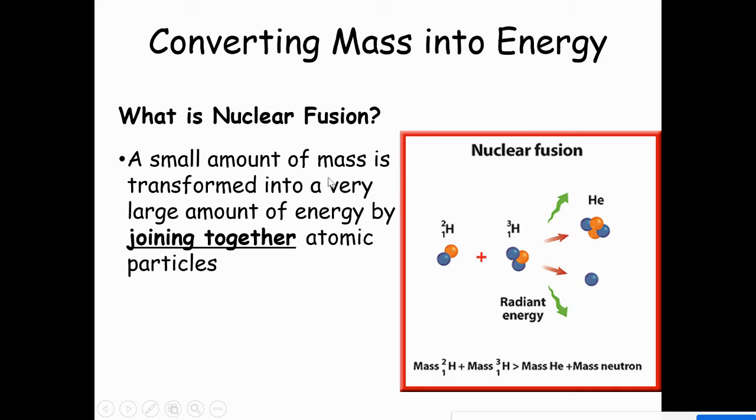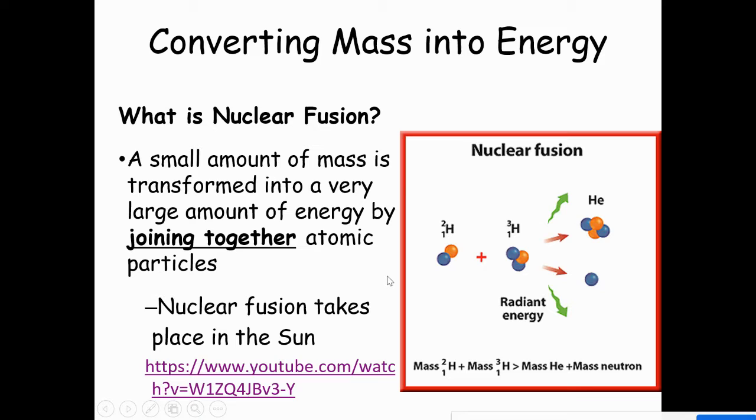So, it's when you have a small amount of mass transformed into a very large amount of energy by joining together atomic particles. And this is a process that takes place in the sun. So, what happens is you have a hydrogen plus another hydrogen. So, these two hydrogens end up combining, they join together, they fuse together, and they make a helium atom. And in that process, they also release a neutron, but it also is releasing an enormous amount of energy. Okay. So, let's watch a video and see what it shows you a little bit about how this is happening in the sun.